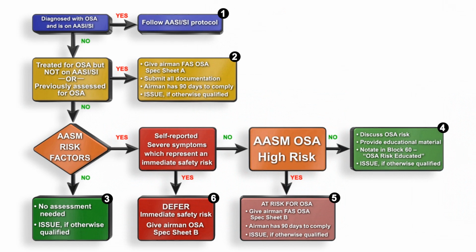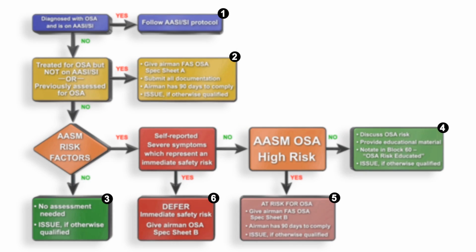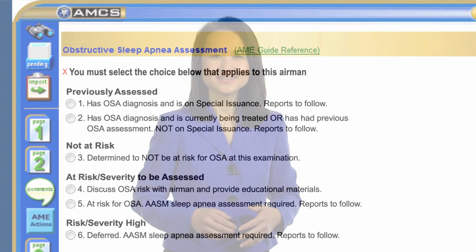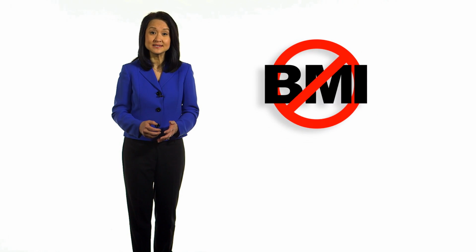In summary, the result of your clinical decision-making using FAA OSA guidance will correlate directly to the AMCS notation you make at the conclusion of the examination. Today, we've covered OSA screening guidance, the 6 OSA groups, and documentation requirements in AMCS. Our goal was to make this OSA screen and detect process standards-based and straightforward for our aviation medical examiners. Going forward, keep these 2 guiding principles in mind. No pilot will be deferred or denied unless there is an immediate safety hazard, and no pilots will be deferred based on body mass index alone.